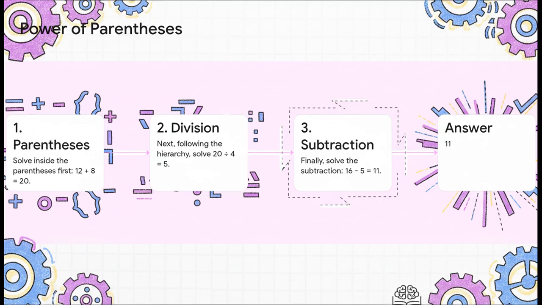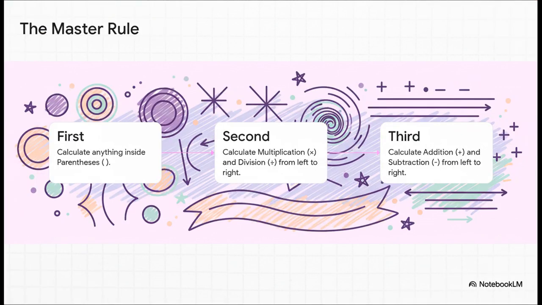So 12 plus 8 is 20. Now our problem looks like this. 16 minus 20 divided by 4. Okay, now what? We follow the hierarchy. Division comes before subtraction. So 20 divided by 4 is 5. And finally, we're left with 16 minus 5, which is 11. And there you have it.